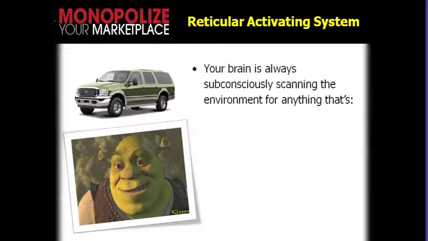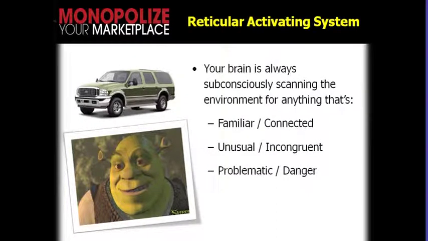Here's what you need to understand. Your brain is literally, 24 hours a day, 7 days a week, scanning the environment, looking for things that fit these categories. Number one, number two, and number three: familiar, unusual, and problematic. I don't know much about how radars work because I'm not in the military, but I have seen weather on TV, and that thing goes around in a circle, and when it finds a storm, it beeps. You know how that works? This is what your brain is doing 24 hours a day, 7 days a week, even while you're asleep. It's looking for stuff that's familiar, unusual, or problematic.